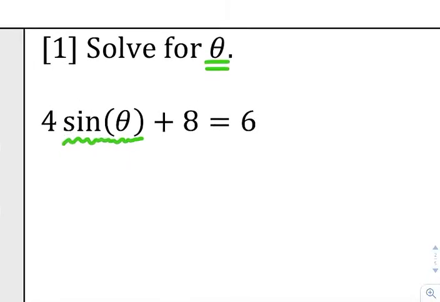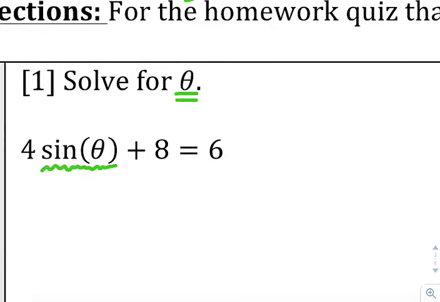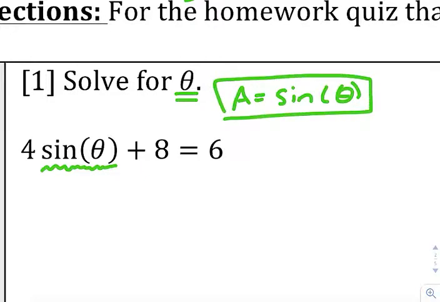One is you can just accept that we're trying to solve for sine of theta and proceed forward like you would with any other algebra problem. The second is to treat this like a composite function and just do a replacement. Let me explain what I mean. Let's say I'm going to replace a with sine of theta. If I invent this substitution, which is totally fine mathematically speaking, we can do a direct replacement, and rewrite this equation as 4 times a plus 8 equals 6.